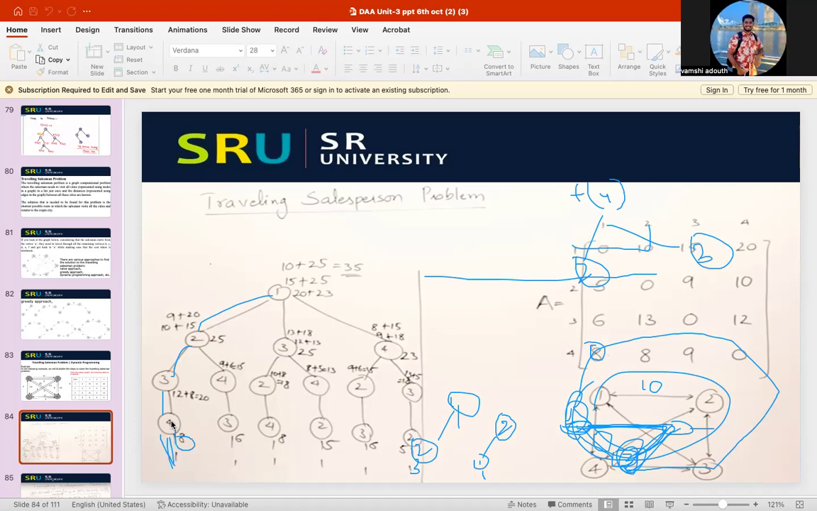Now, what is the cost from 4 to 3? It is 12. So 12 plus 8, it is 20. Now 3 to 2. What is the value 3 to 2? Again, here the value of 3 to 2 is 9. So we have 20 plus 9. Now 2 to 1. What is 2 to 1 here? 0. 2 to 1, 0. So total cost here is 25.